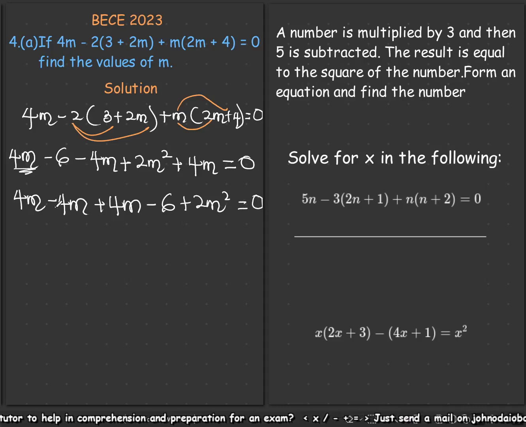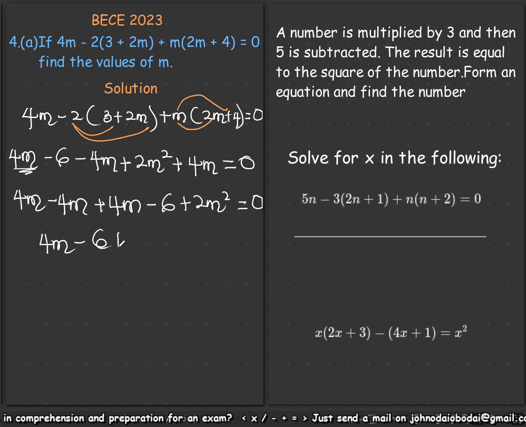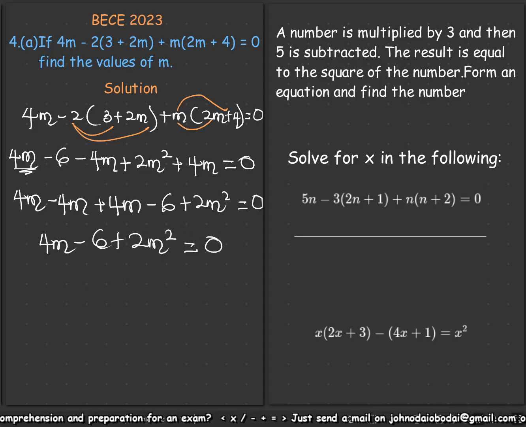Evaluating 4m minus 4m plus 4m, the positive 4m takes out one of the negative 4m, so that I'm left with just 4m. So we have 4m minus 6 plus 2m squared is equal to 0.